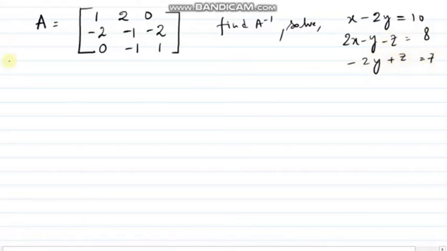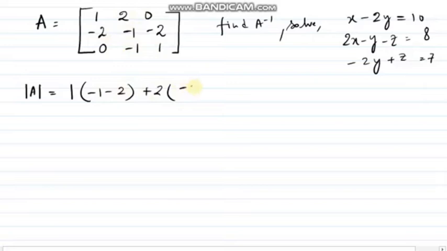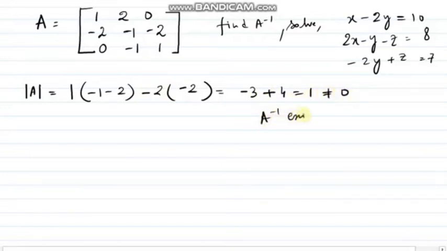So A is given. If I want to find the value of determinant A, it will be equal to 1 into minus 1 minus 2, plus 2 into minus 2 only, because the other part will be 0. So the value of the determinant will be minus 3, and then, sorry, this will not be plus 2, it will be minus 2. Minus 3 plus 4, which equals 1, which is not equal to 0, hence A inverse exists. Don't forget to write this. So this is my determinant A.